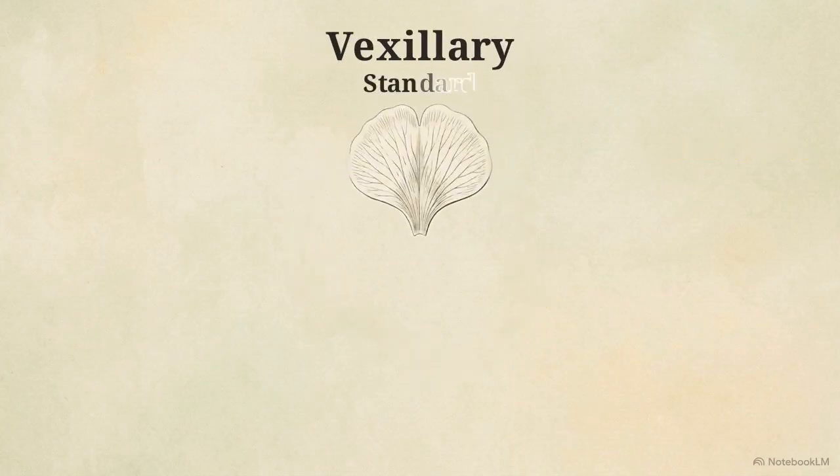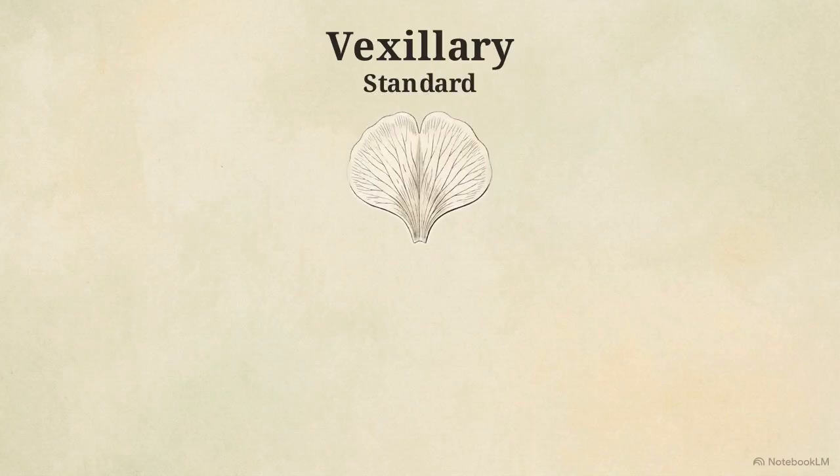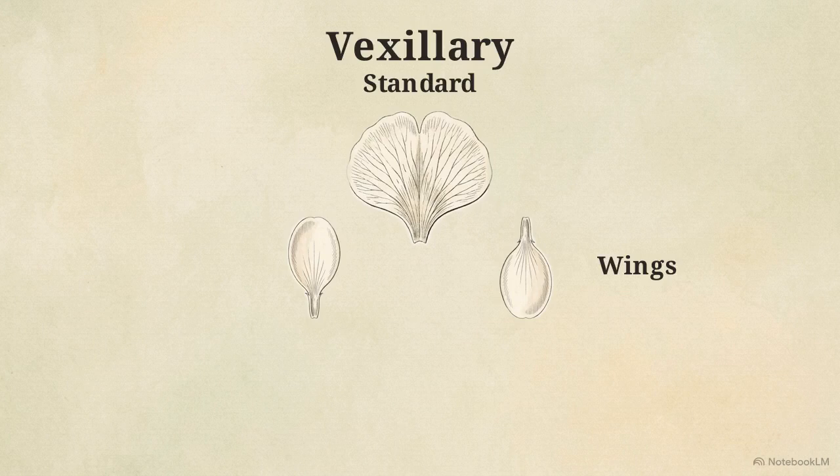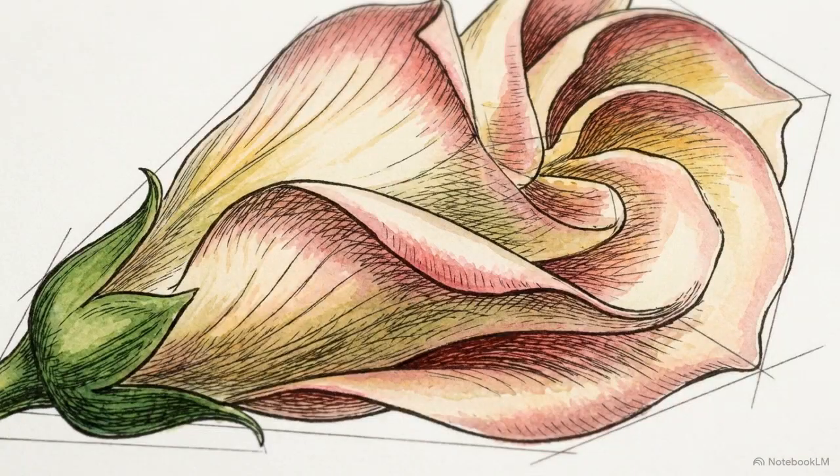Finally, the pea family uses vexillary aestivation. It consists of 5 unequal petals, 1 large standard overlapping 2 lateral wings, which in turn overlap 2 fused petals that form a boat-shaped keel. Identifying these specific overlapping margins transforms a complex flower bud into a predictable, organized structure.